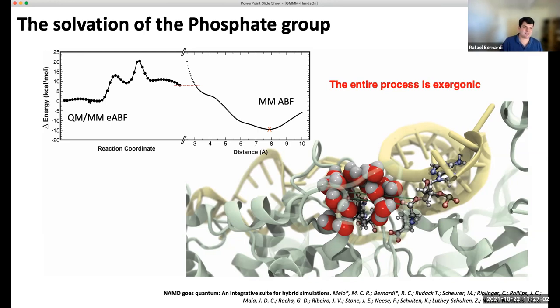And then the delta G from here to here can be calculated. That was in the order of 10 to 15 kcal per mole, which was the experimental value known. Also the barrier here was similar to what we expected from experiments as well. So all of these agree with the experimental results that were known at the time.